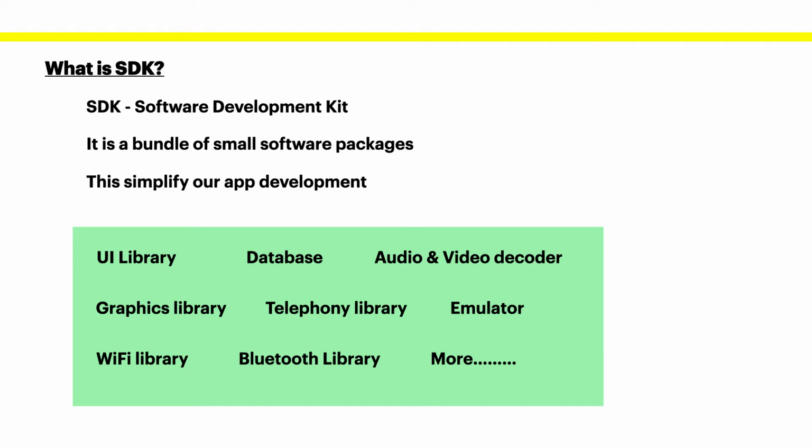It is there already. We do not want to write anything. So just download that software package and place it in a directory somewhere on your computer. Using that we can simply develop an Android application. So this is about the software development kit, and let's go to the next part.